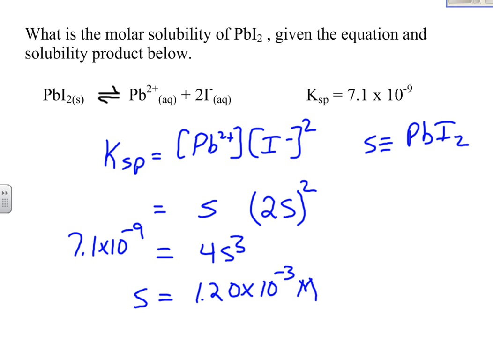So there's the molarity of our PbI2, the moles per liter that dissolved. And obviously, if we look back at our solution, that would be the concentration of lead ion, and the concentration of the iodide ion would be 2 times that amount.